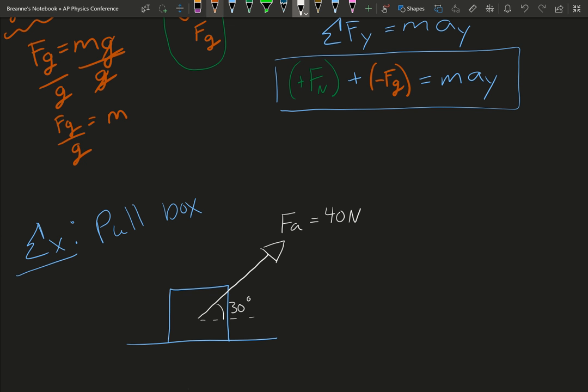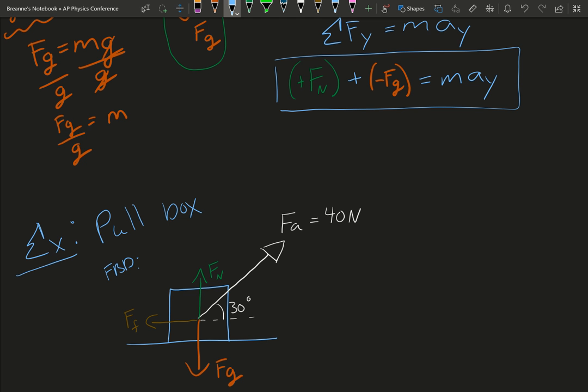You still have to do your free body diagram. So we still have a force of gravity. We still have a force of normal. Now your force of normal is not going to be equal to your force of gravity anymore, because we have a force going up. It's being pulled, so we do have a force of friction. So this would be your free body diagram. It has the forces that are acting on the box.